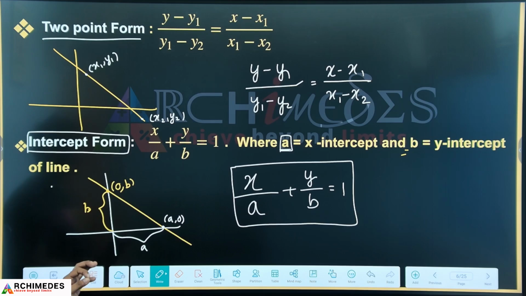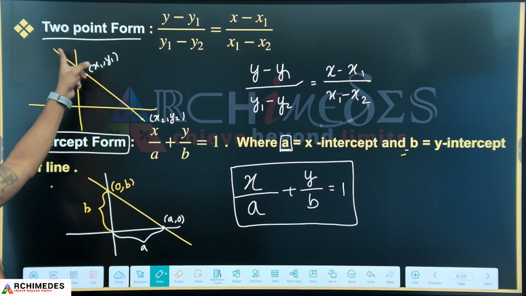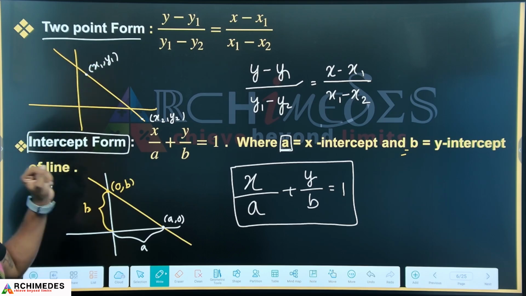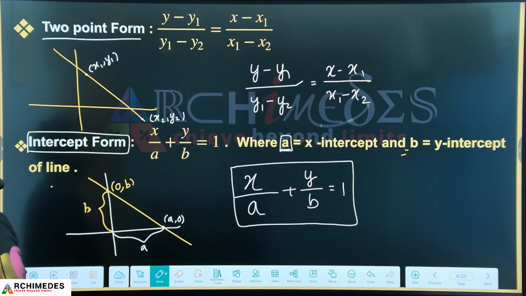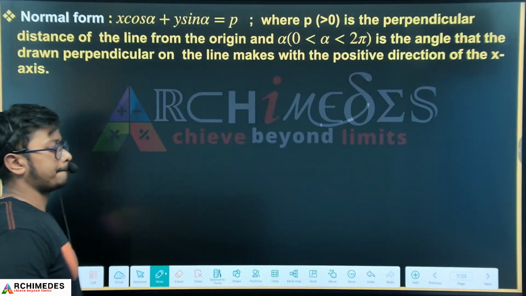So we have done the standard form, that is the general form, then slope intercept, then point slope when a point and the slope are given. This is the two-point form. This is your intercept form. Now one last point. Can we proceed to next? Clear?